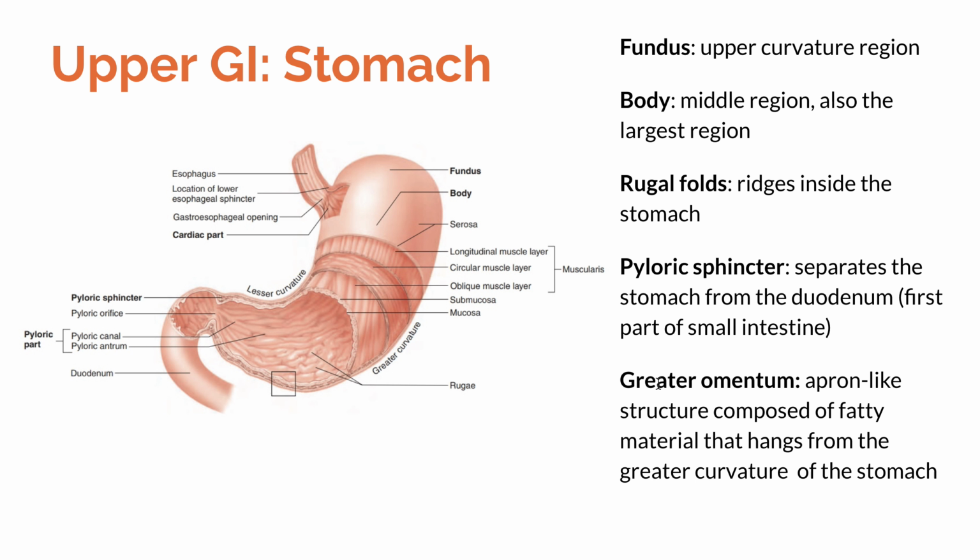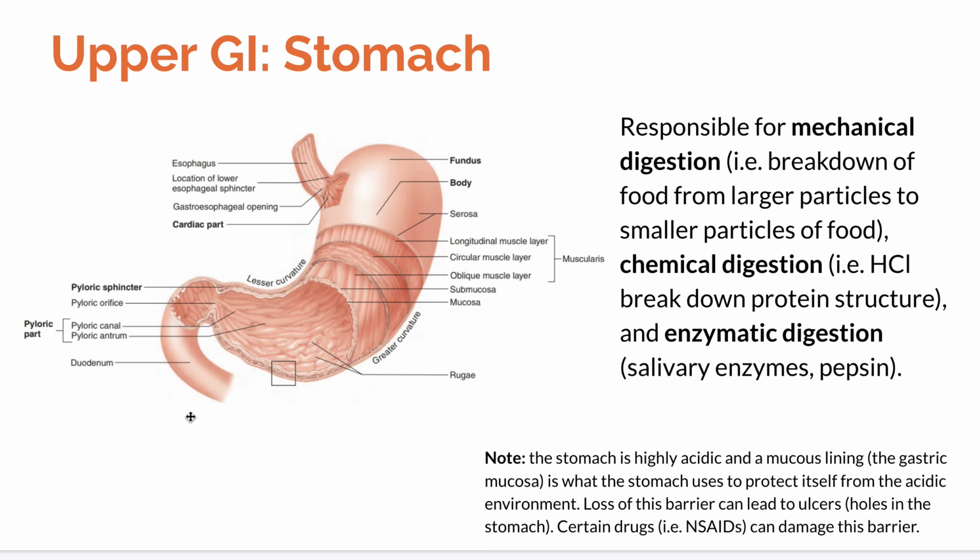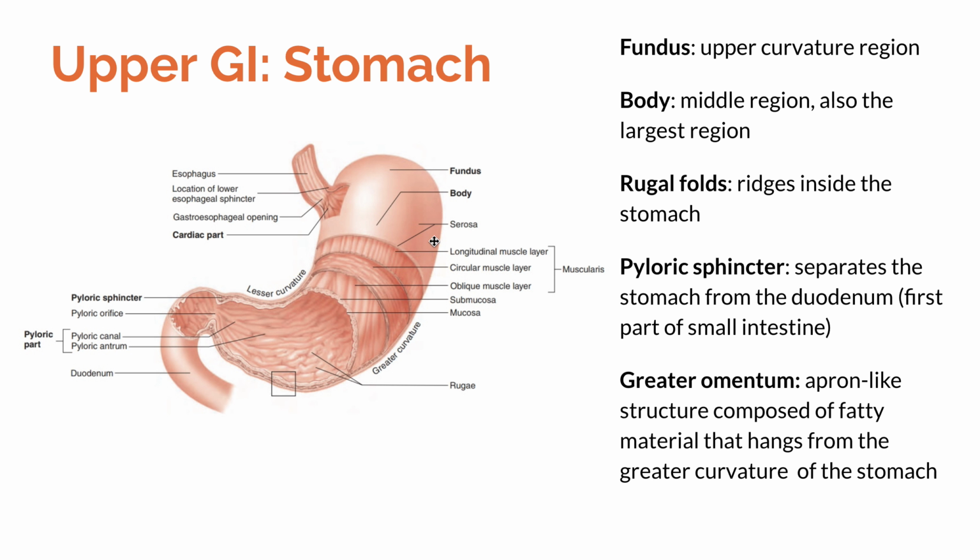And then we have something called the greater omentum. It's essentially this apron-like structure that is composed of fatty material, and it's going to hang from the greater curvature. So from right here, it just kind of looks like an apron hanging off of it.